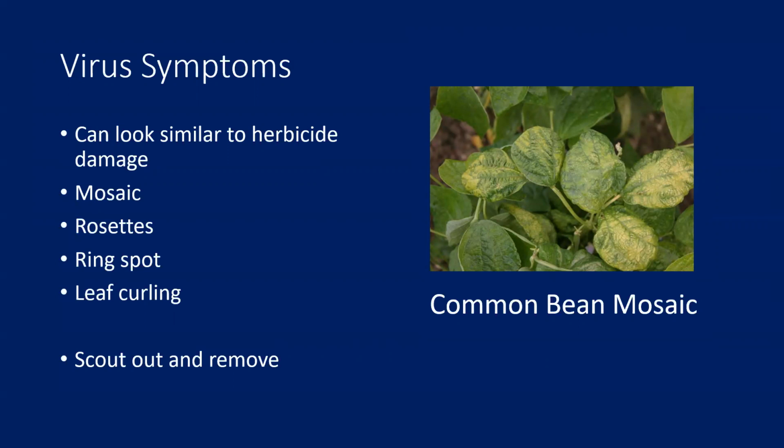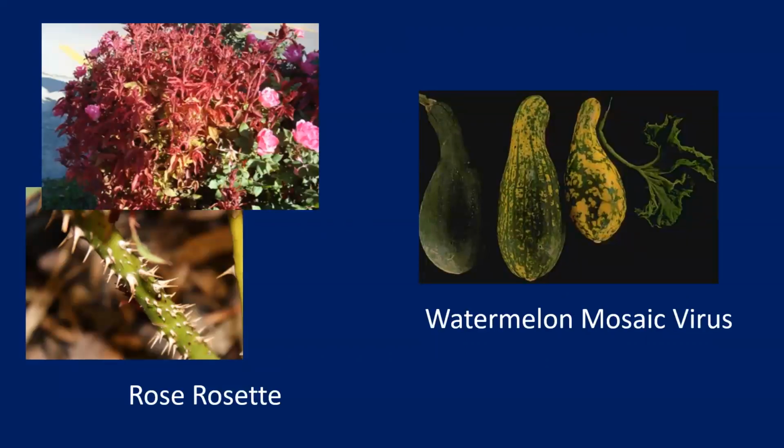And I didn't mention, but scouting out and removing a sick plant is probably the best thing to do, whether it's a bacterial problem or a fungal problem, especially if you're doing it early, and that way you're preventing other problems from cropping up. So here's some good examples of virus problems. And like I said, viruses are very strange looking. And so a lot of times if a virus does come in, you can easily tell what it is.